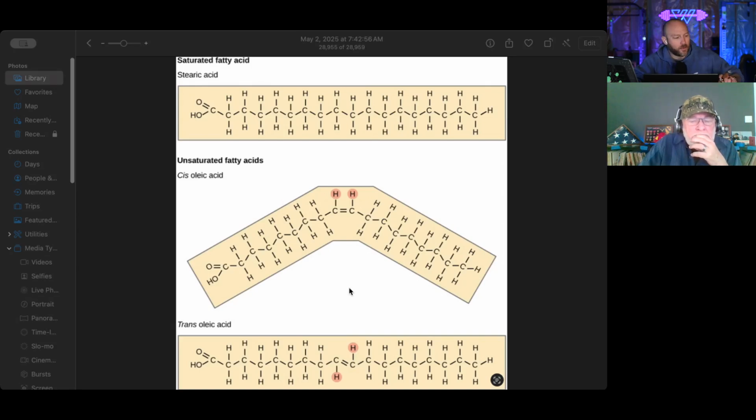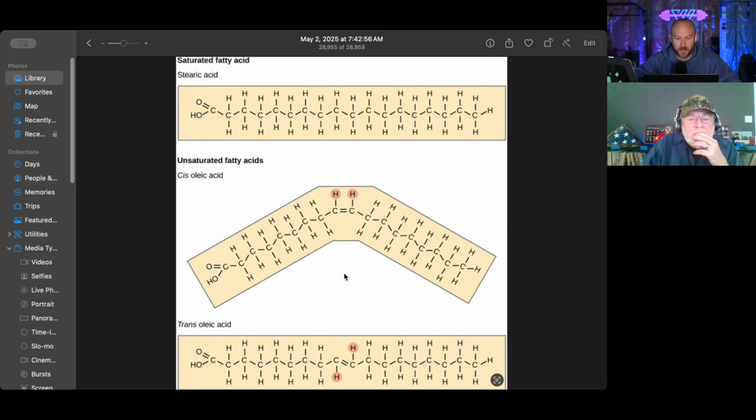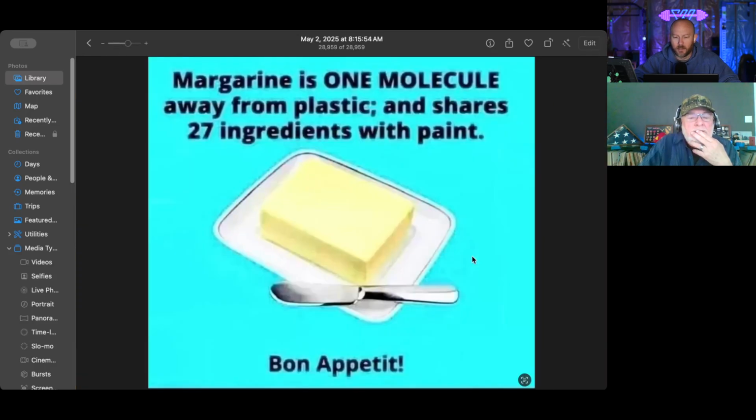Okay, so there's a little meme that goes around on the internet here, that margarine is only one molecule away from plastic, and it shares 27 ingredients with paint. Now, whenever somebody brings this up, I always like to ask the question, which one?